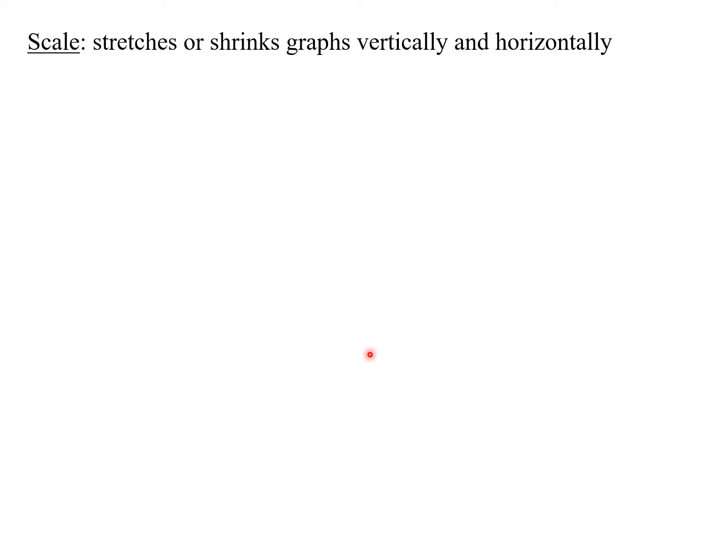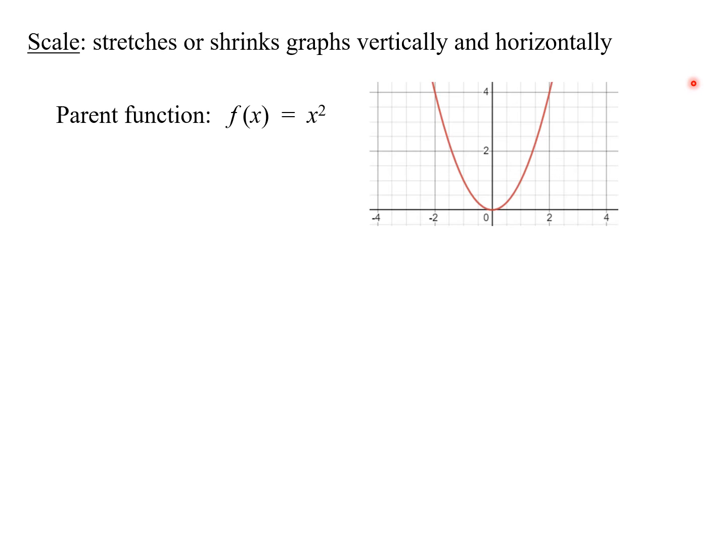The next type of transformation we can do is a scale. The scale transformation stretches or shrinks the graph vertically or horizontally. Let's use the quadratic function as a parent function once again to illustrate how this works. Notice that with the parent function, if I go over 1, I go up 1. If x equals 1, 1 squared is 1, so we go up 1. If I go over 2, we go up 4. x equals 2, 2 squared is 4. So 1, 1 and 2, 4. Keep that in mind as we're talking about these stretches and shrinks.